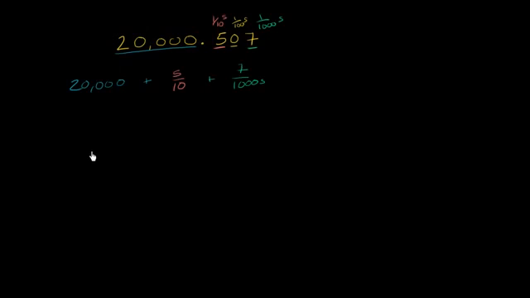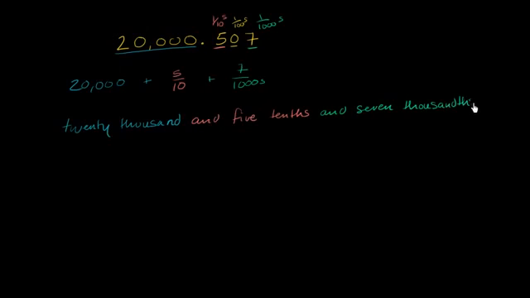So if we were to write down everything that I just spoke out loud, we would say that this is 20,000, and 5/10, and 7 thousandths. Let me write out the words. Now, this isn't the only way to say this.